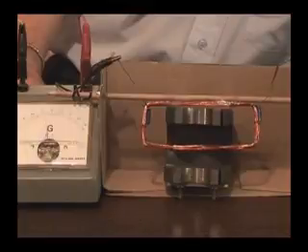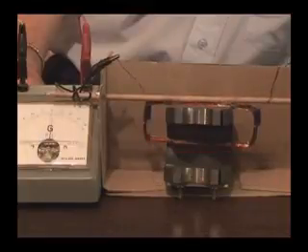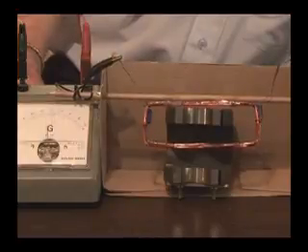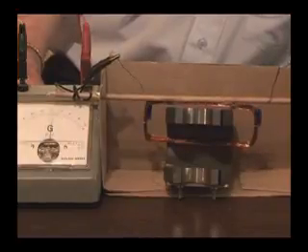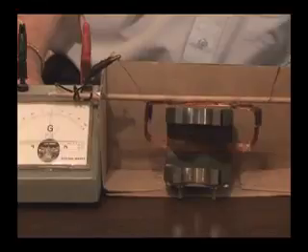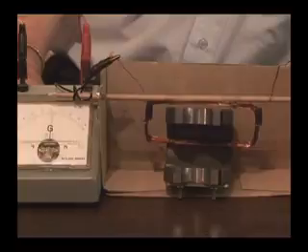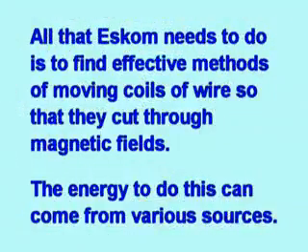Here the energy source is chemical energy in human muscles. My chemical energy is converted to movement energy, and the movement energy is converted to electric energy as the wire cuts across the lines of magnetic force between the north and south poles of the magnet. All that Eskom needs to do is to find effective methods of moving coils of wire so that they cut through magnetic fields. The energy to do this can come from various sources.